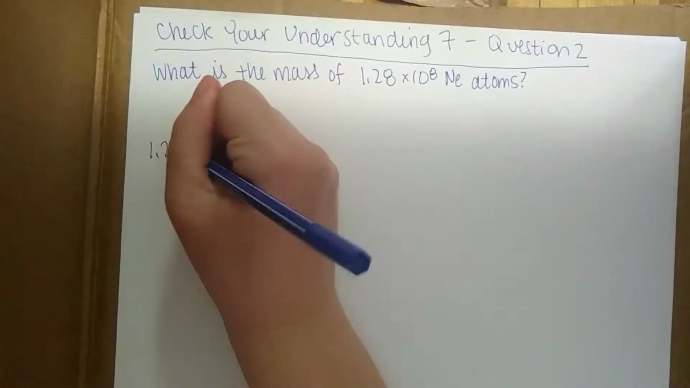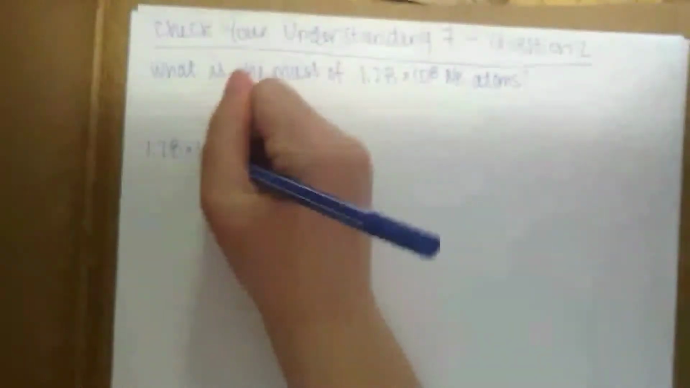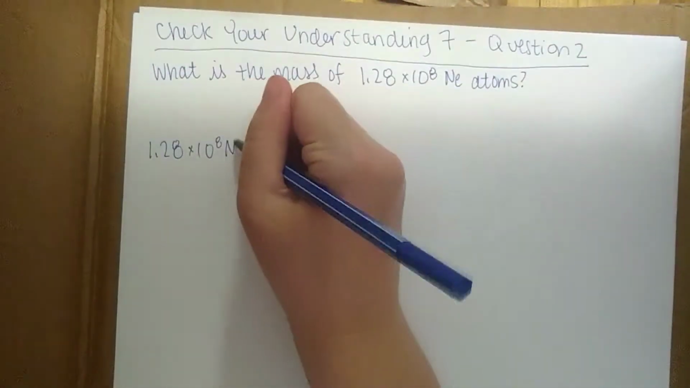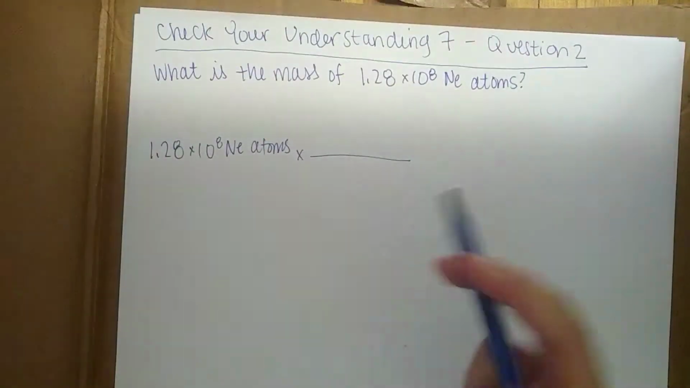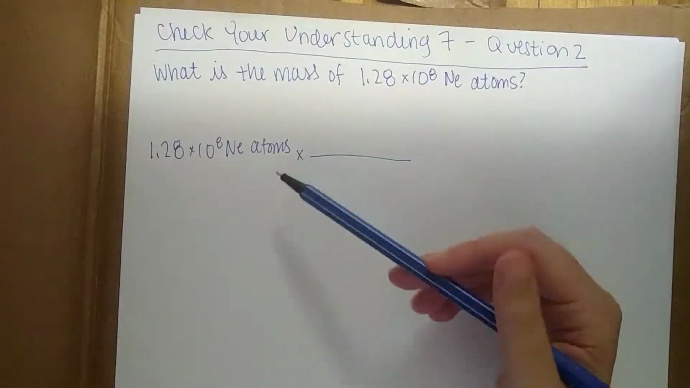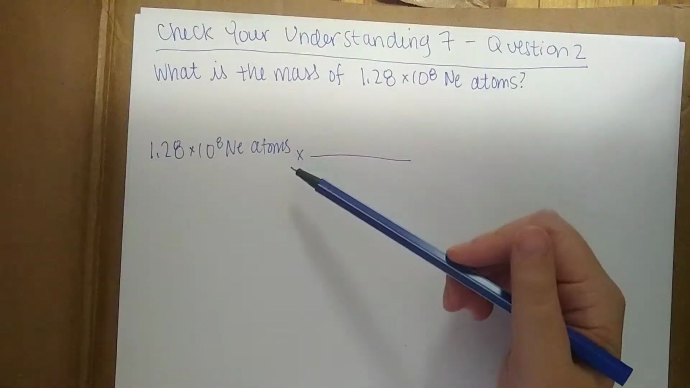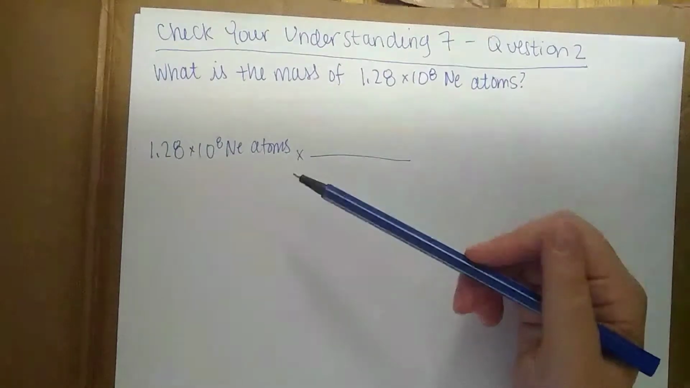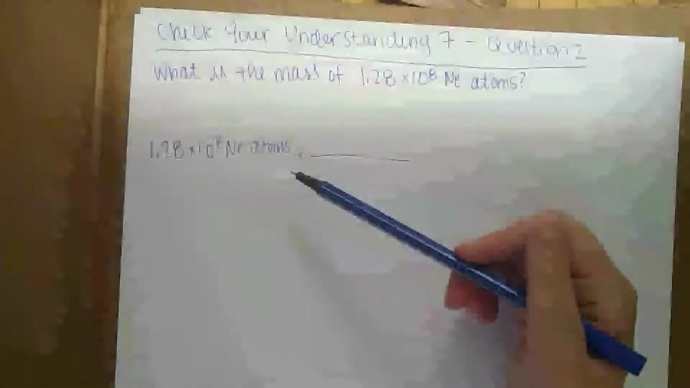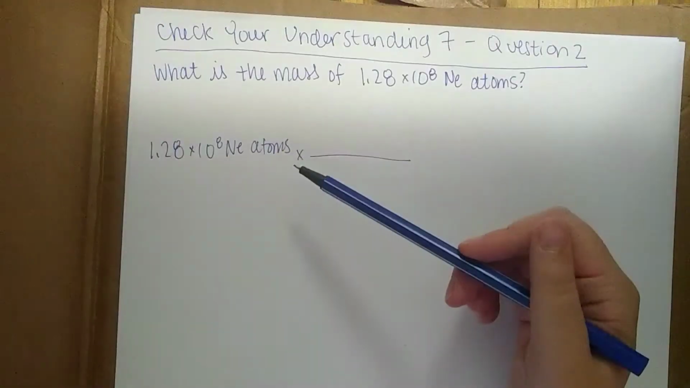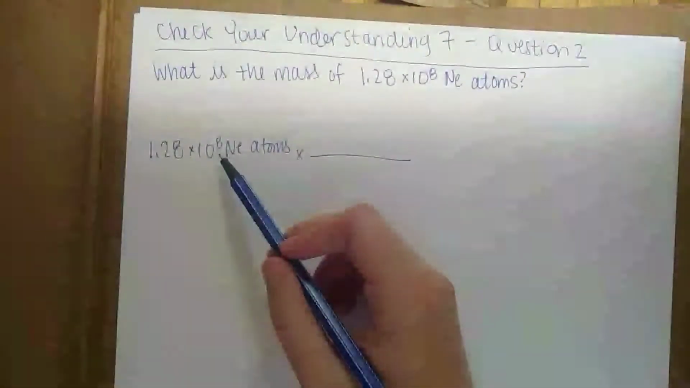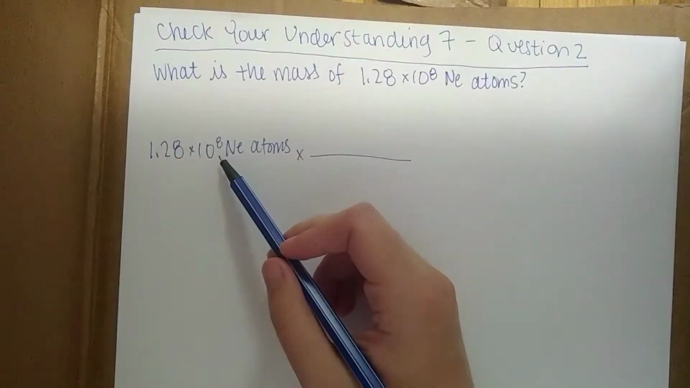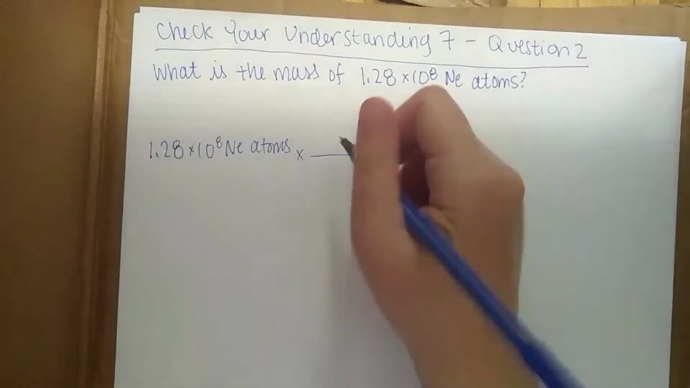So the first thing we want to do, as always, is write down what we have. So we have this number of neon atoms. And we have to come up with some kind of conversion factor to get us into grams. One of the big concepts in chapter 7 was the concept of a mole, and how we can use moles to go between different quantities. Because we have such a large number of atoms here, it's more convenient for us to get this into something more convenient to work with, which is moles.